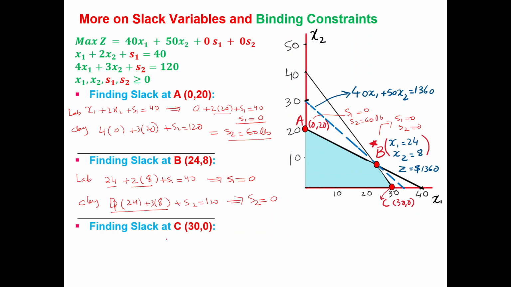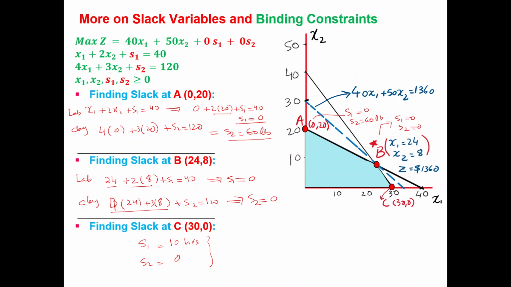So you can calculate it for C. I'm just writing it directly. At point C, x1 is 30 and x2 is 0. For labor, s1 will be 10 hours, and s2 is 4 into 30, so s2 will be 0. So these are s1 and s2 at point C.